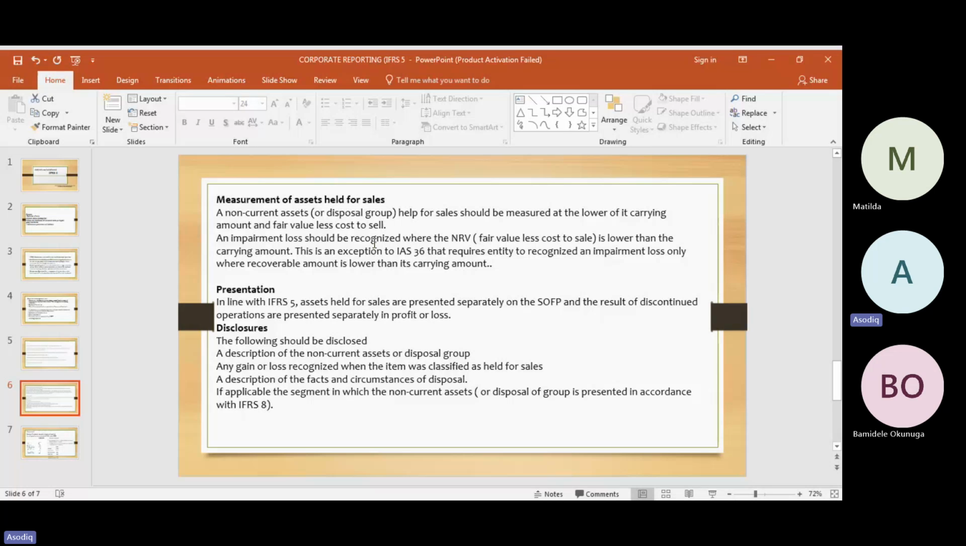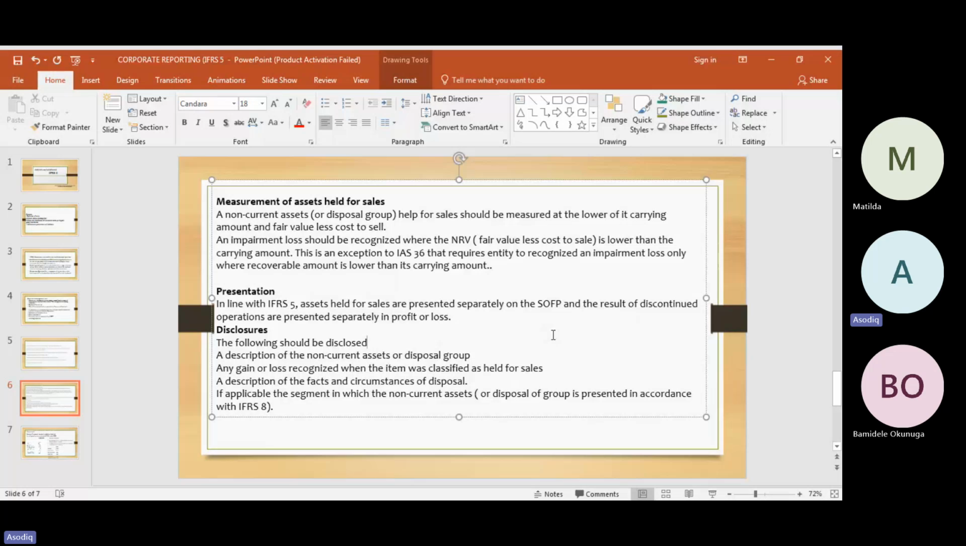How are you going to measure your non-current asset being held for sale? Now, how do you present it in your SOFP? In line with IFRS 5, assets held for sale are presented separately on the SOFP, and the result of discontinued operations is presented separately in profit or loss. That means when we move to the next slide, we'll be looking into a particular question and illustration so that all these things I've been saying earlier will have a clear picture.